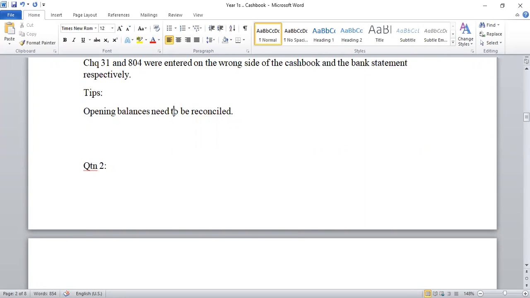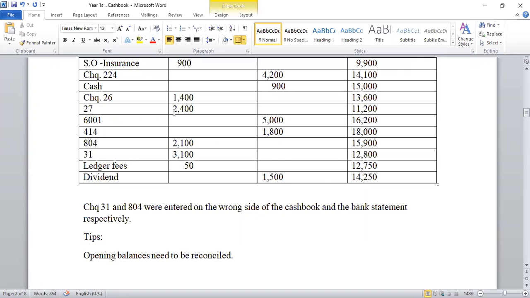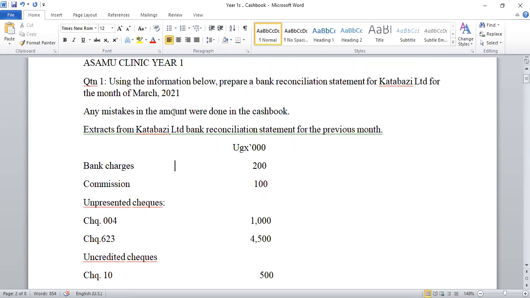like you can see here. On top they have told you that we have bank charges. Of course, you know these are direct debits. You have commission. A commission can be a direct debit or direct credit, so don't be so quick to pass it. Then you have unpresented checks. You were told you have uncredited checks.